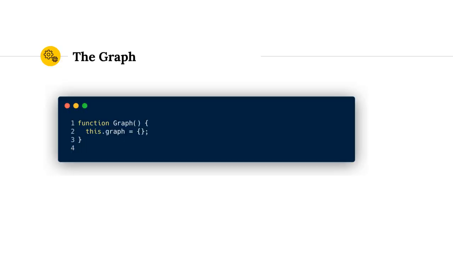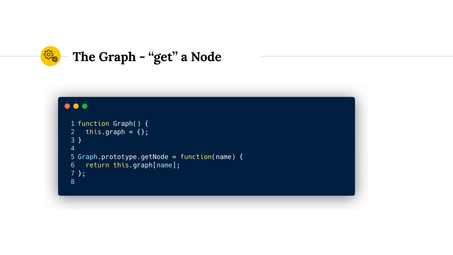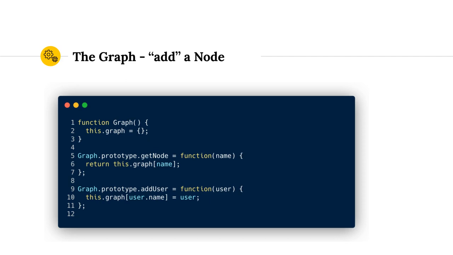Till now, we have only discussed how a social network can be designed. We start coding by writing a constructor function for the graph. It only contains an empty object which will store our nodes. Next, we add a method so we can retrieve nodes from the graph. Therefore, we simply look up a user by his or her name. The second method we write will allow us to also add a user to the graph. To do so, we set the user as a key-value pair on the graph object. The user's name is used as the key.